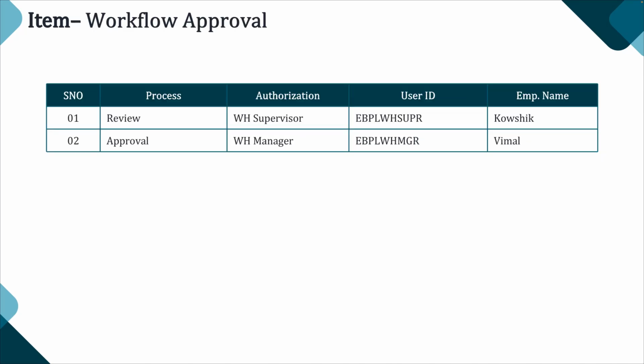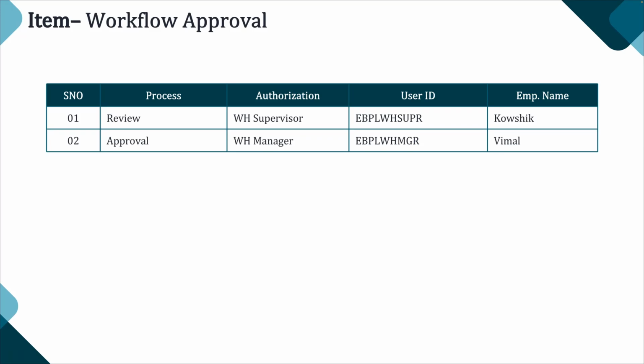And this slide consists of your workflow approval. So here we have two processes. One is reviewing the document, another is approving the document. Here our reviewer is Kaushik, who will be acting as our supervisor, reviewing the document. After his review, he'll be forwarding the corresponding document to the approver, who is Vimal here, and he'll be acting as our manager. So after the document gets approved, the item status will become active. So this is how the workflow is going to be.